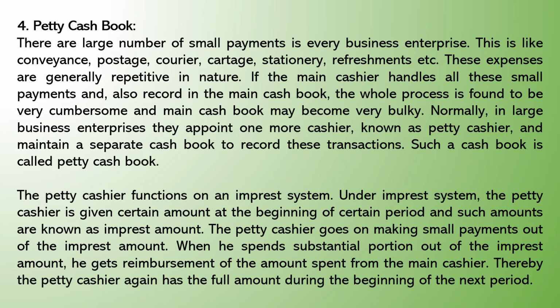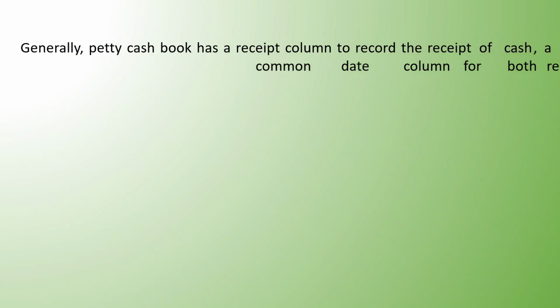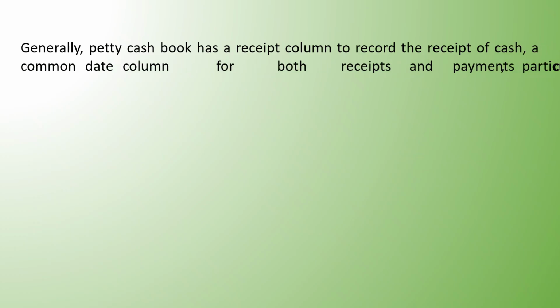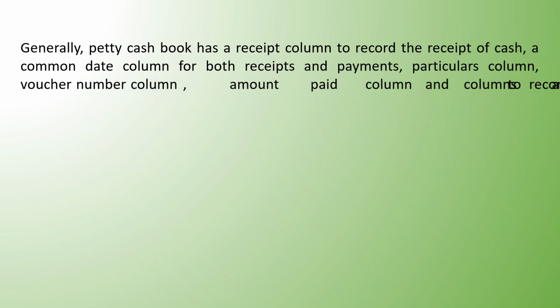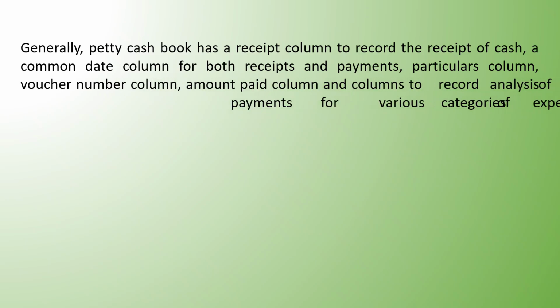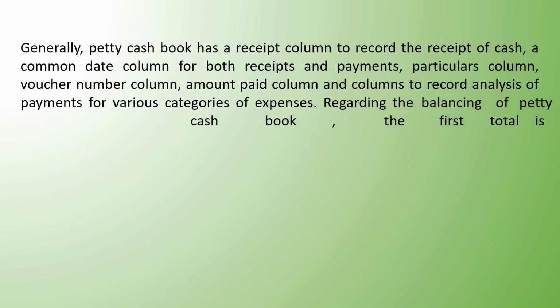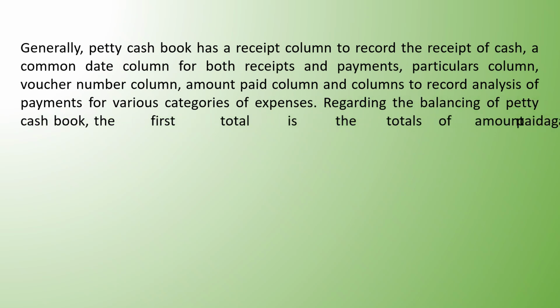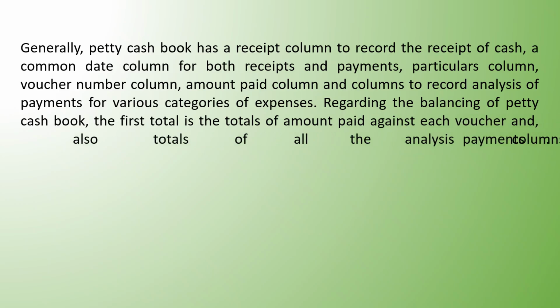Generally, the petty cash book has a receipt column to record the receipt of cash, a common date column for both receipts and payments, a particulars column, a voucher number column, an amount paid column, and columns to record analysis of payments for various categories of expenses. Regarding the balancing of petty cash, the first step is to total the amount paid against each voucher and also the totals of all the analysis payment columns.